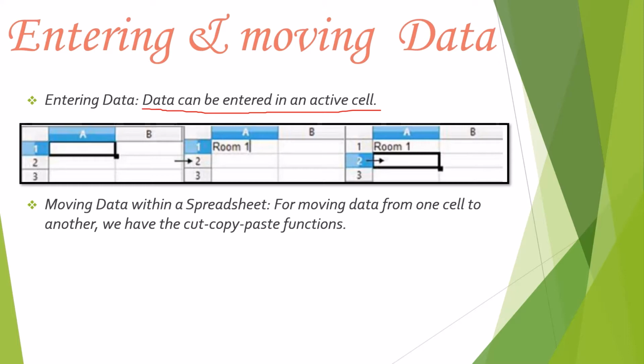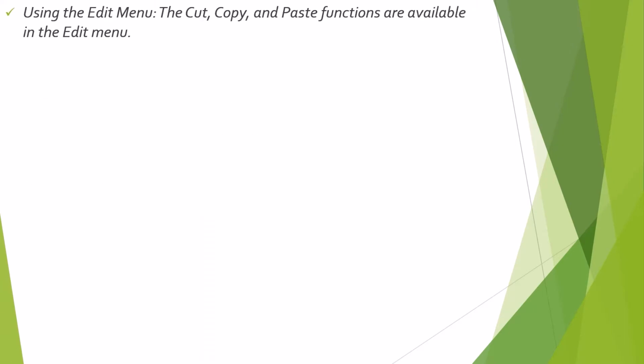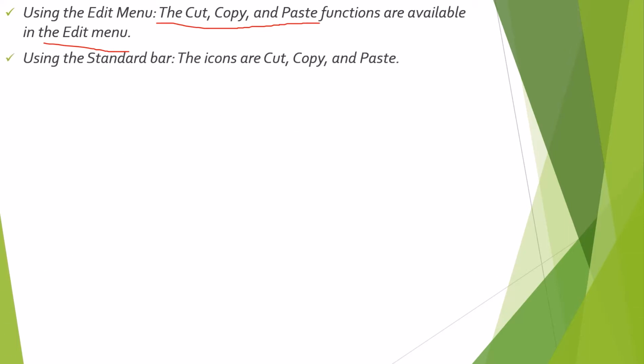Now, how to use them? Let us learn this. Now, there are ways of moving data within a spreadsheet, and first is using the edit menu. So what will you do in that? First of all, you will go to the edit menu, then you will find the three options: cut, copy and paste. Whichever option you want to select, you can select. Next is the standard bar. How can you do it using the standard bar? You will find the icons of cut, copy and paste there, and you will use the icons accordingly on the data.